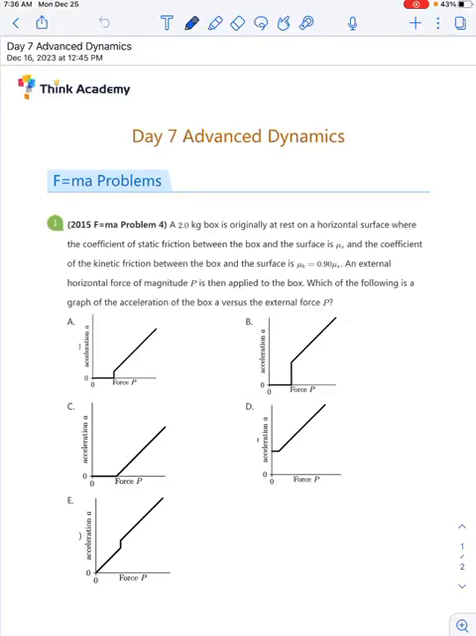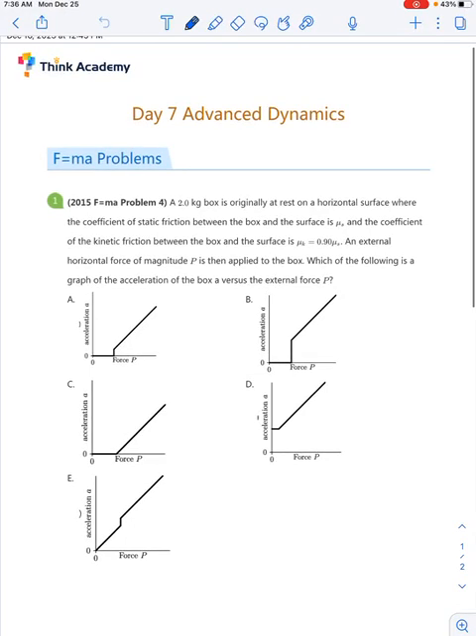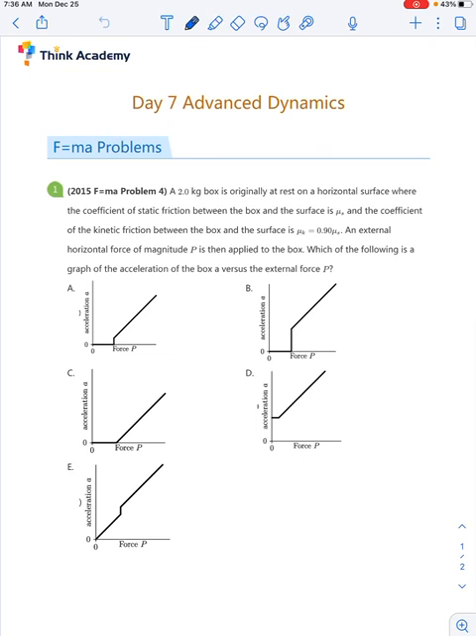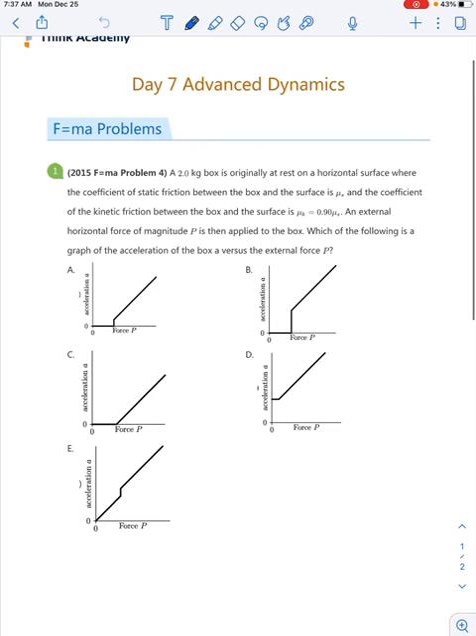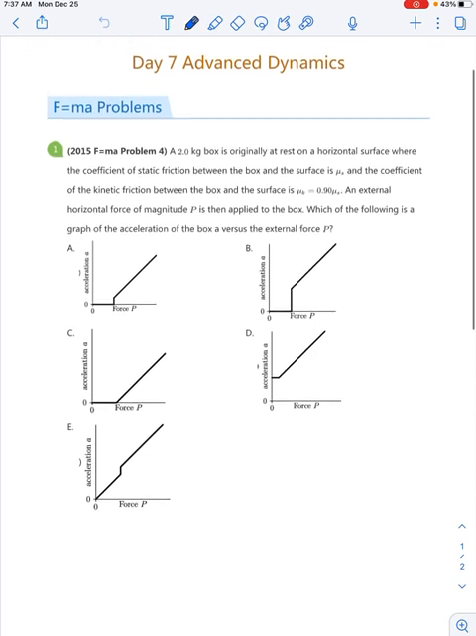Alright, so let's take a look at the day 7 practice here. Today will be the last problems on Newton's laws and also kinematics. We are going to look at a few more harder problems. Since the problems are going to be harder, there will also be less calculation involved. Let's take a look at the first one.